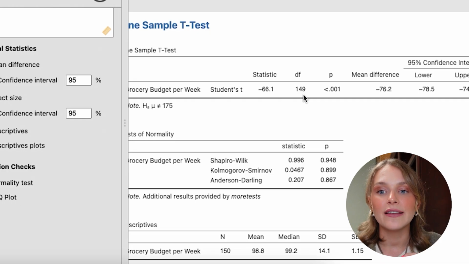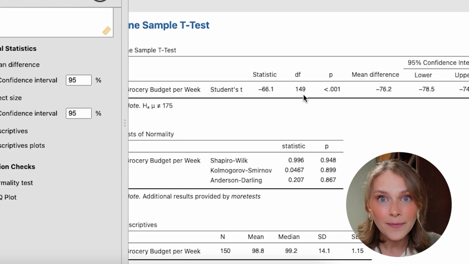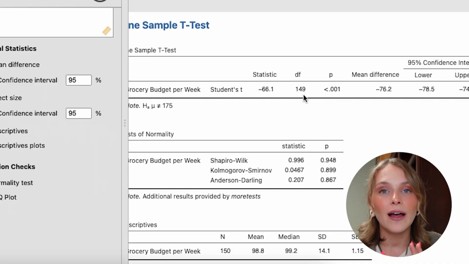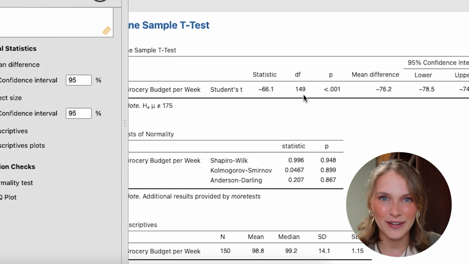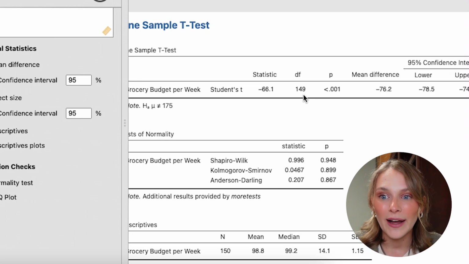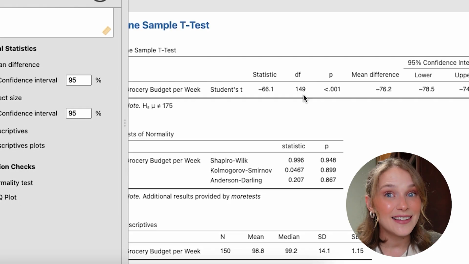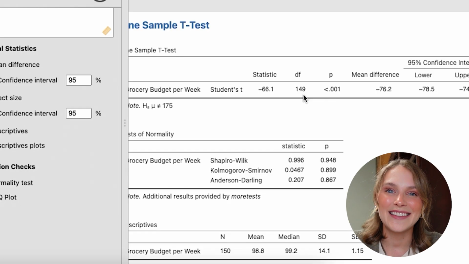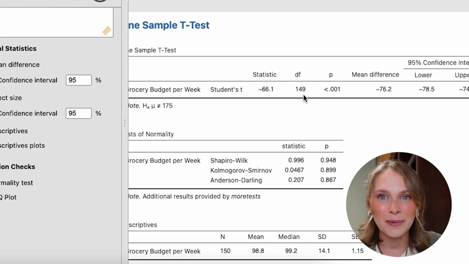So our t value here is negative 66.1. This value in and of itself doesn't make as much sense on the surface until you look at the associated p-values and degrees of freedom and things like that. So this value of 66.1, is that value statistically significant? That's what we want to know, if our sample mean is statistically significantly different from that average population mean.